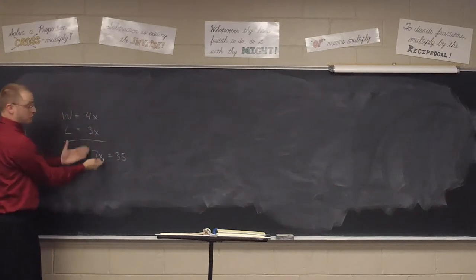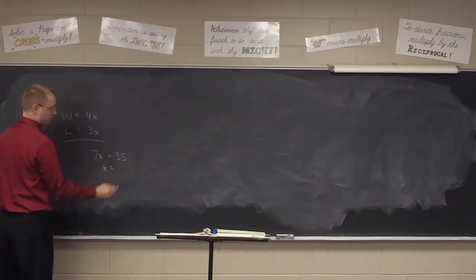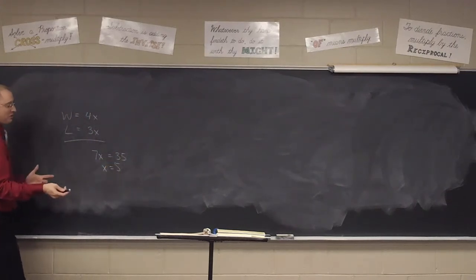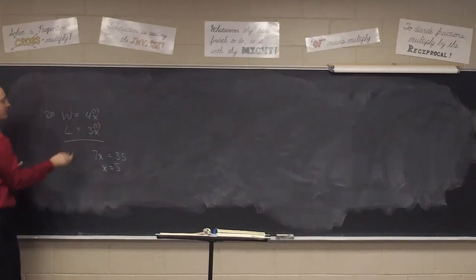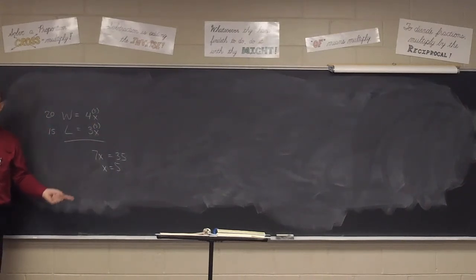7x is 35. Total games, which would be wins and losses, 35. What's x? 5. Oh, actually, you used that as an example by mistake. So how many wins then? 20. How many losses then? 15. Boom. I don't have to set up a proportion. I don't have to figure out how to set up a proportion. What goes over what and where across what? None of that. Because if the ratio is 4 to 3, 4x, 3x.